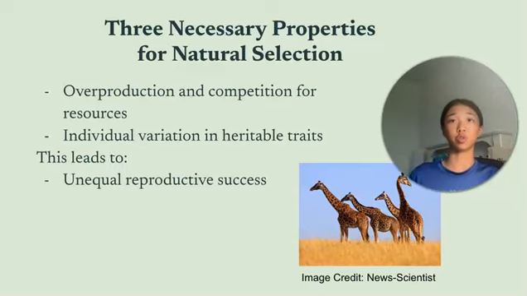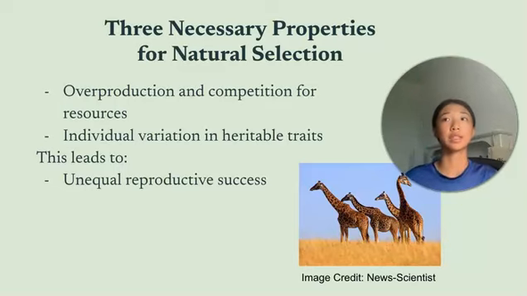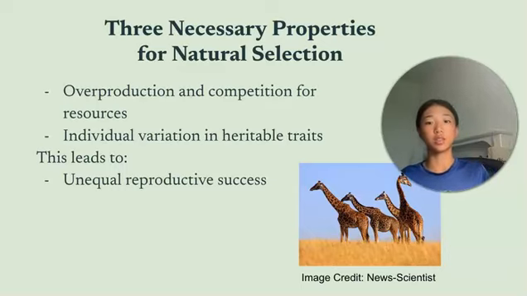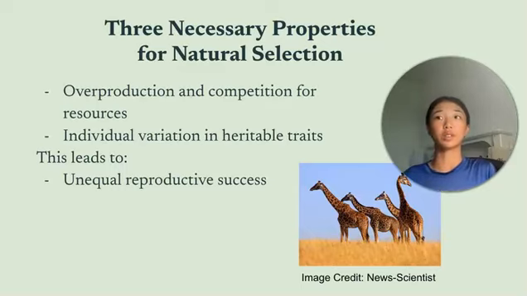Individual variation in heritable traits means that the organisms in the environment need to have different traits, and some of those traits need to have reproductive advantages relative to the other traits in the other organisms. And those 2 lead to unequal reproductive success, which means that more reproductive advantages lead to unequal reproductive success, causing some organisms' genotype to be more likely to survive and reproduce than others. And this, over generations and generations, causes natural selection.